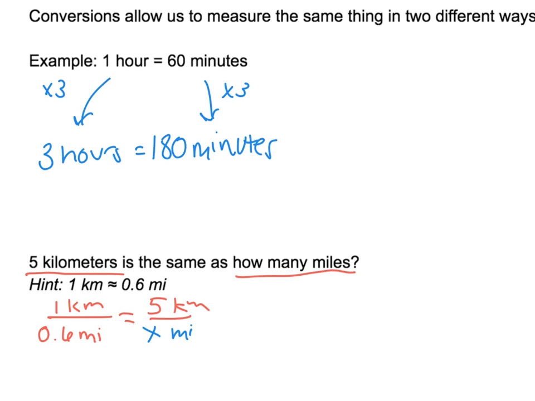Now we know to get from 1 to 5, we would just multiply by 5, so we're going to do the same thing over here. 0.6 times 5. Well, 6 times 5 is 30. Put our decimal point in there, and it becomes 3.0 miles.